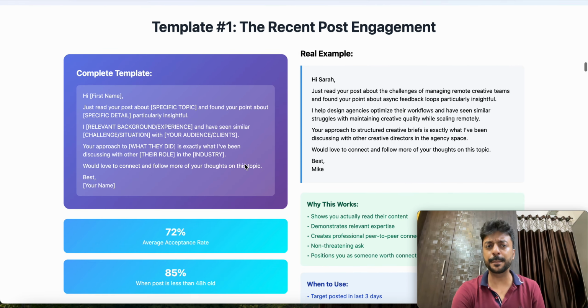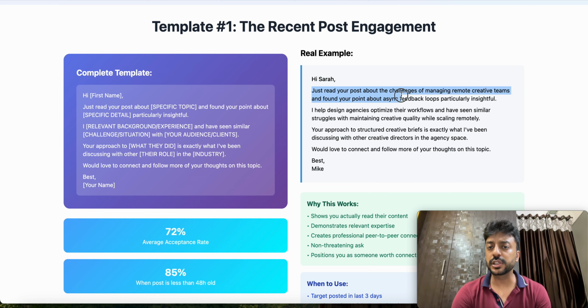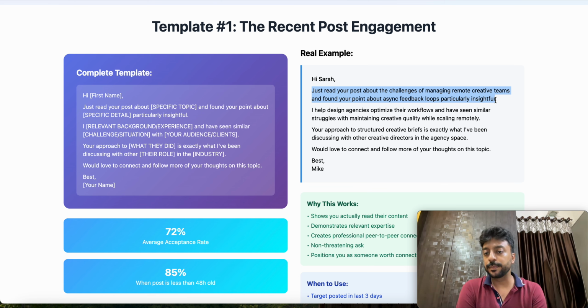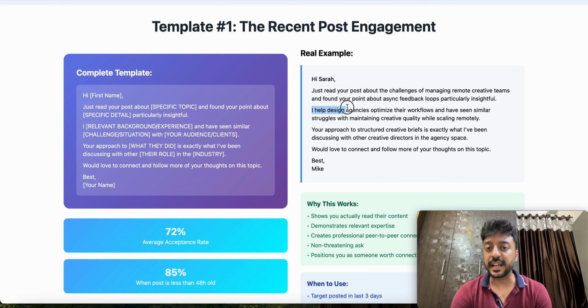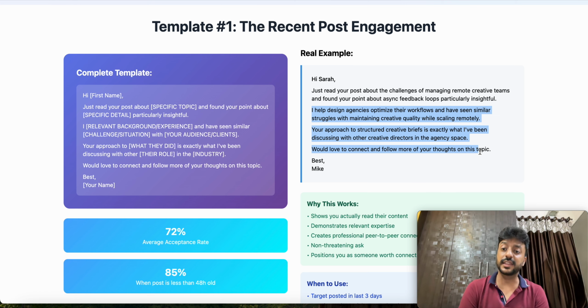For example, on the basis of recent post engagement, you can type something like, "Hi Sarah, just read your post about the challenges of managing remote creative teams and found your point about async feedback loops particularly insightful." Now this basically shows them that yes, you have done deep research and you have a real reason to connect with them. "I help design agencies optimize their workflows and have seen similar struggles with maintaining creative quality while scaling remotely. Your approach to structured creative briefs is exactly what I have been discussing with other creative directors in the agency space. Would love to connect and follow more of your thoughts on this topic."